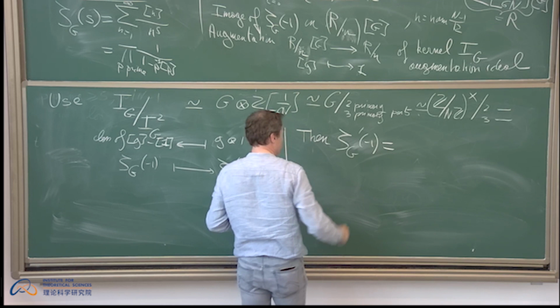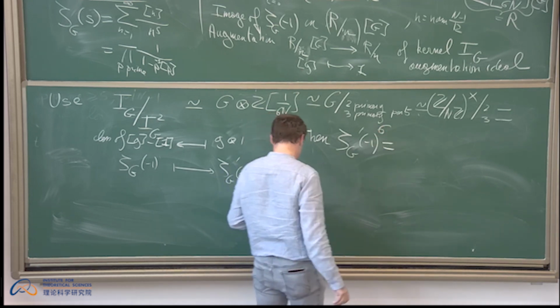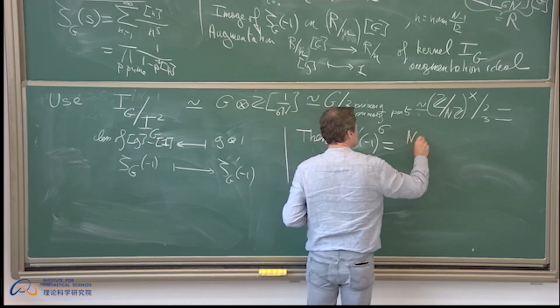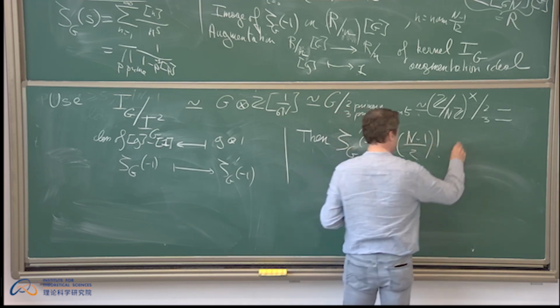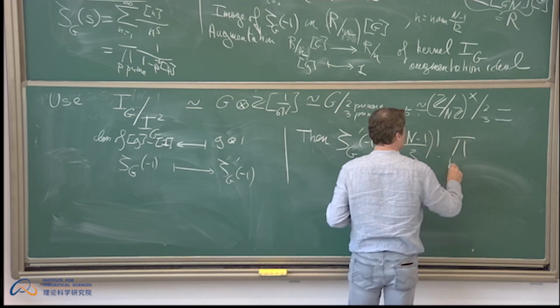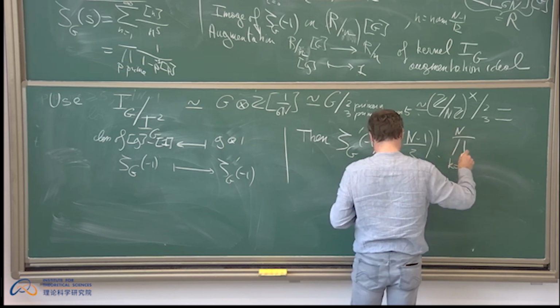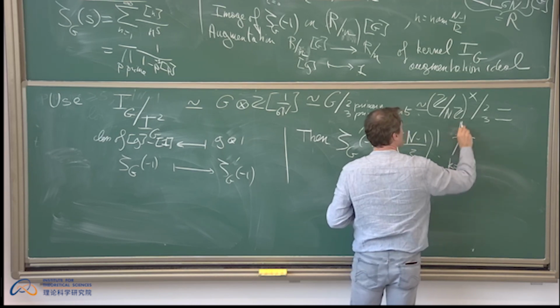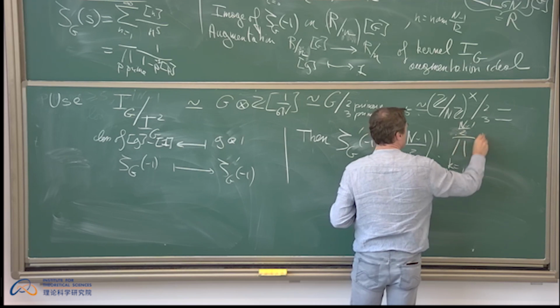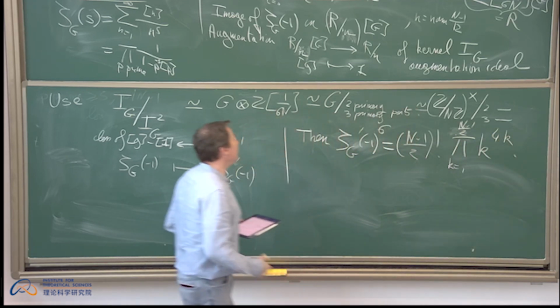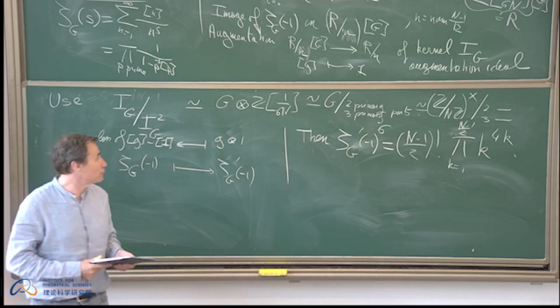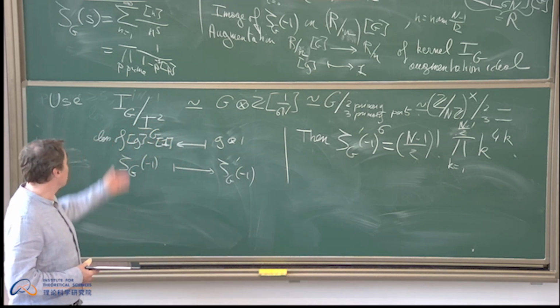And so this to the power of 6 is equal to n minus 1 over 2, to the power of 4. Okay, so you recover actually the number introduced at the beginning by this calculation.